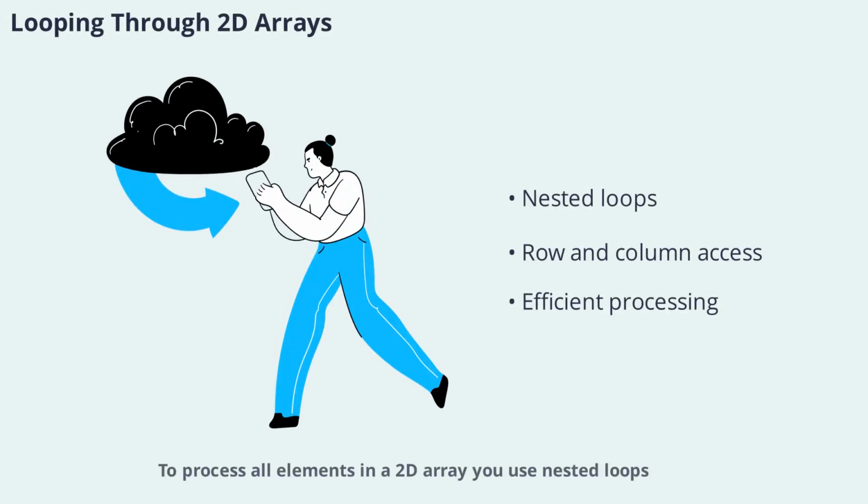To process all elements in a 2D array, you use nested loops. The outer loop goes through each row and the inner loop goes through each column. This approach lets you access every cell in the matrix efficiently, making it easy to perform calculations or display the data.